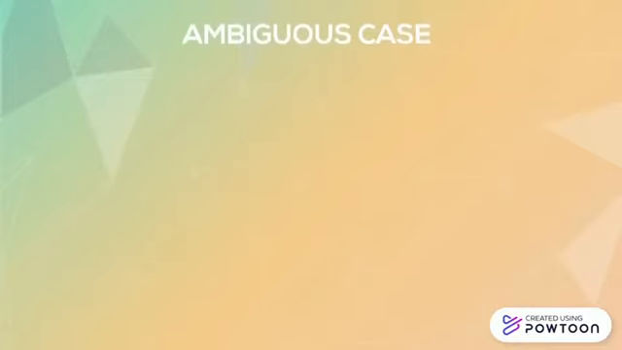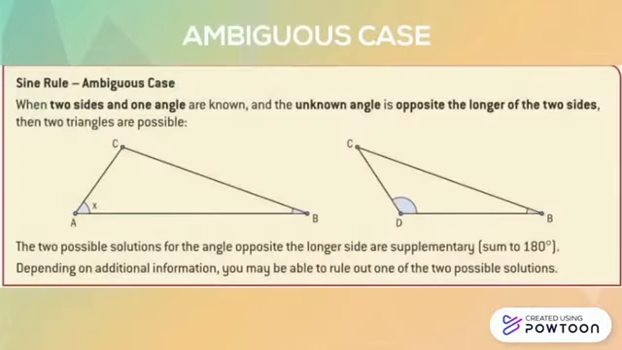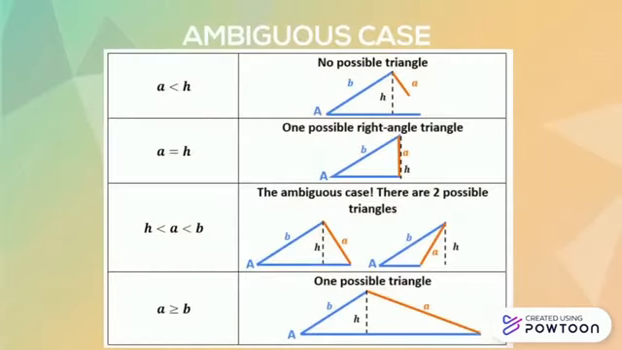Ambiguous case. Ambiguous case is the same as the sine rule. When two sides and one angle are known, and the unknown angle is opposite the longer of the two sides, then two triangles are possible. Here is an example of the triangle. Here we will be looking into a detailed example of the ambiguous case.